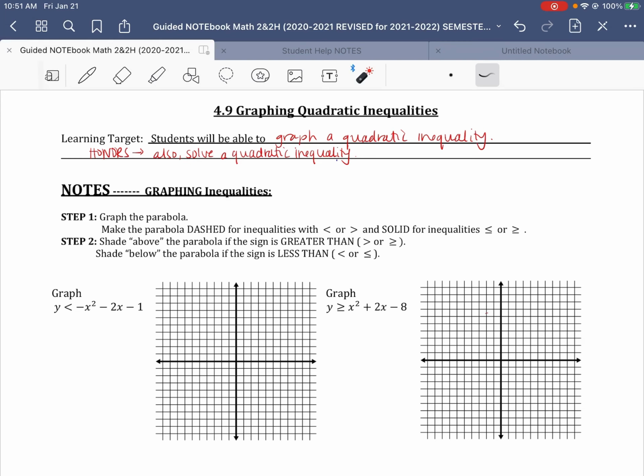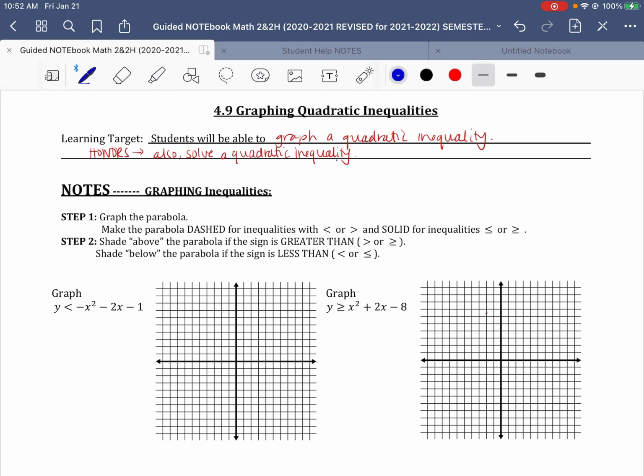Remember when we shade or graph an inequality, the first thing we want to do is make sure that the parabola is dashed if the inequality is only less than or greater than, so it doesn't actually include the function itself. And then we'll make a solid line when we connect the dots for the function if it is inclusive, so less than or equal to or greater than or equal to. Once we've graphed the parabola, then we will shade. So remember, we're going to shade above the parabola if it's greater than, below the parabola if it's less than. Just like you did with the linear function, we'll shade above or below the parabola.